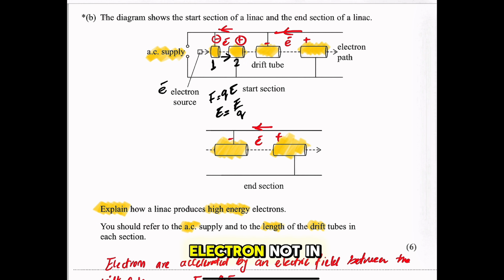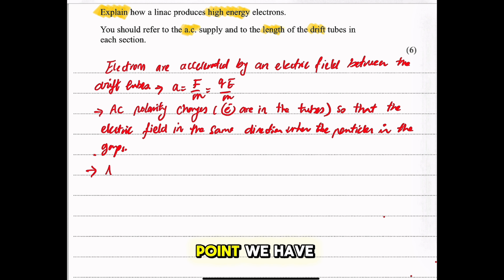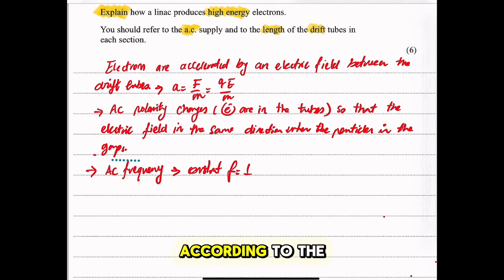But if the electron is not in the gap, there is a change in the direction of the electric field. Once the electron leaves the gap and the drifting tube, and is going to be in the gap between the drifting tubes, here we always keep in mind the direction. For the third point, we have the AC, the alternating frequency, which is also constant. And this frequency, according to the formula, f equals 1 over T.